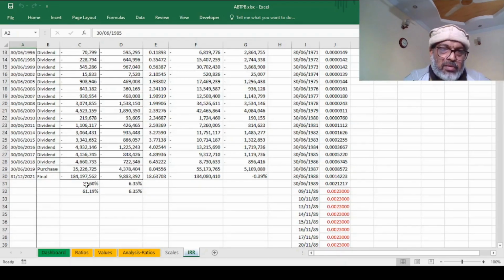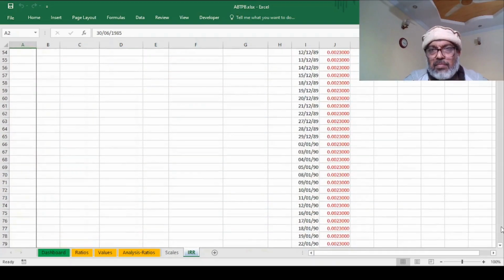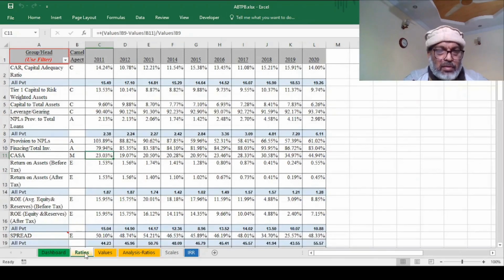So that's how its IRR was determined in its local currency and in the Islamic dinar, which is the currency of Islamic Development Bank. And along with it, the conversion rate is also given, and dates are also. This is the date-wise table of conversion rates. Now, if we click on this tab, we come to the worksheet of the ratios by CAMEL analysis.